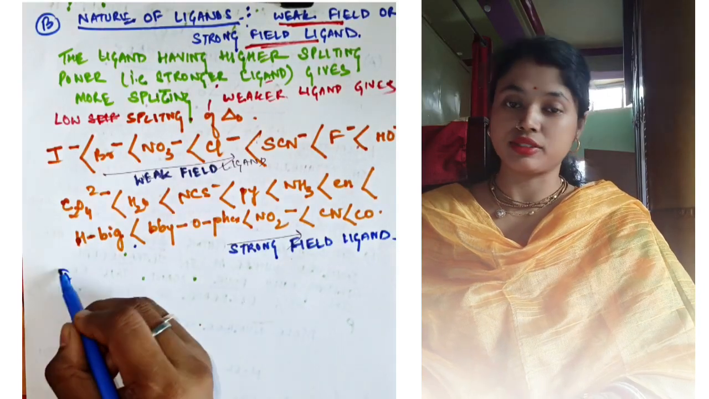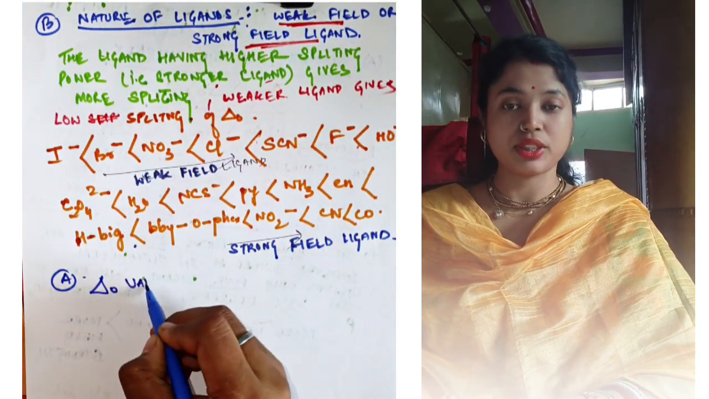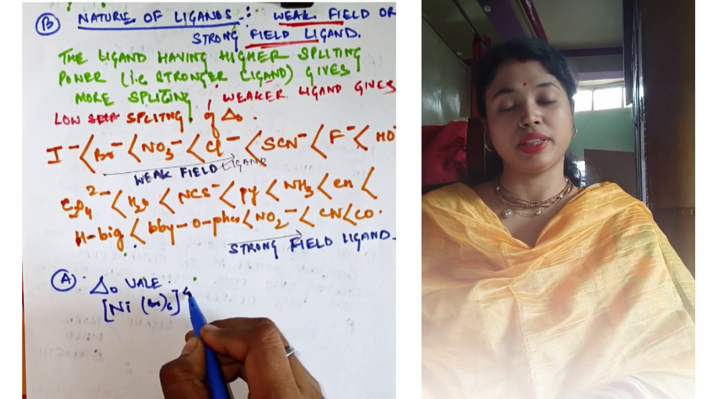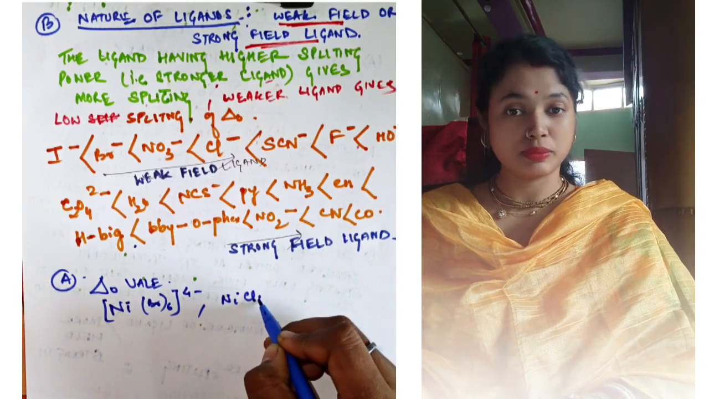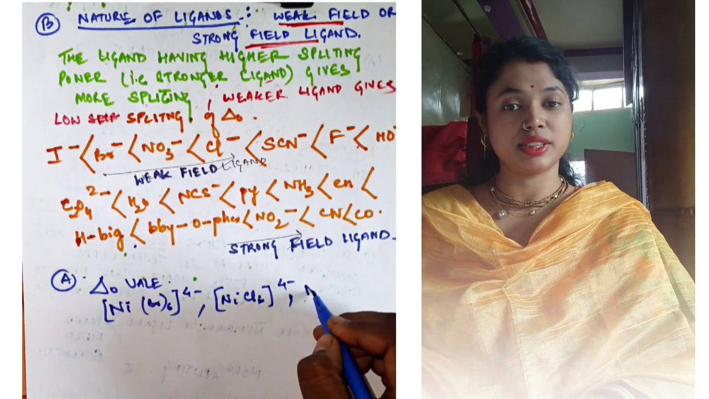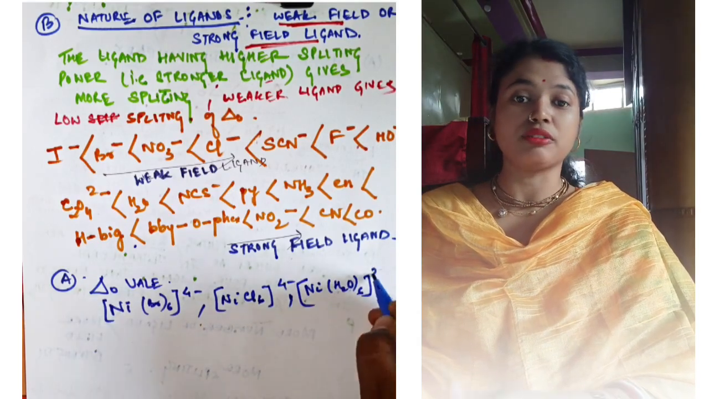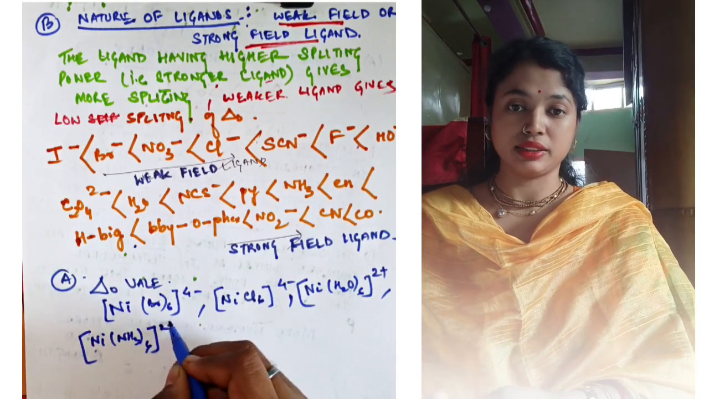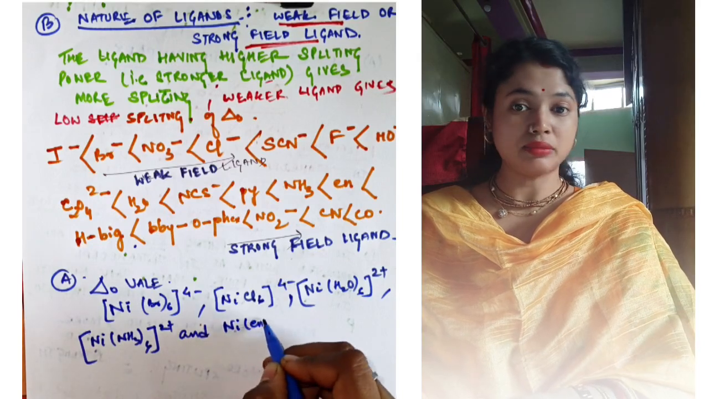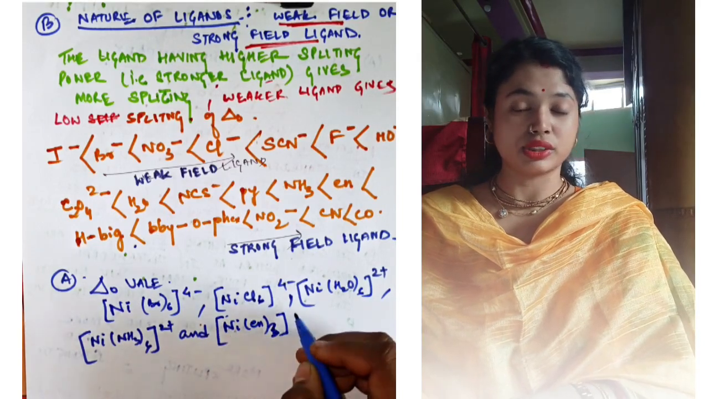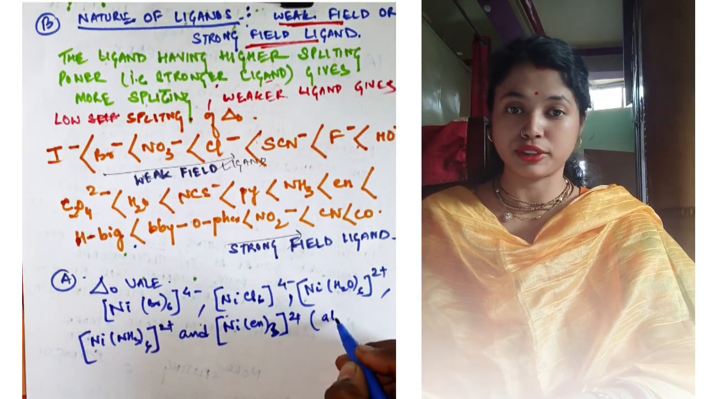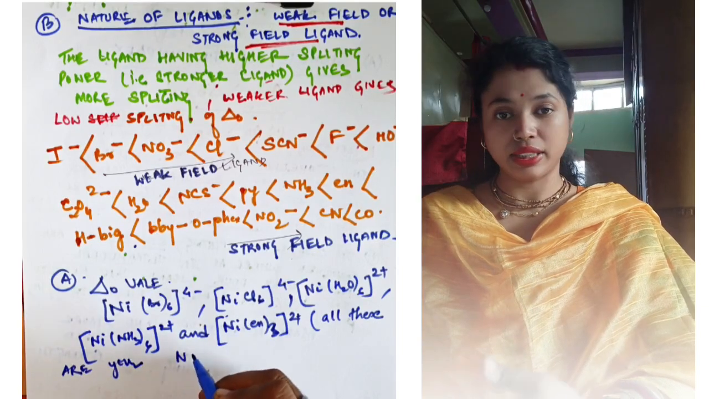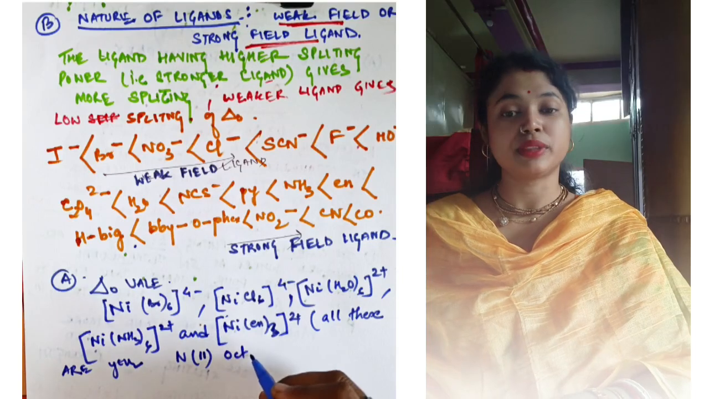Okay, so I will give you an example. There is an example of delta naught value, that means crystal field splitting energy, of NiBr6 4-, NiCl6 4-, Ni(H2O)6 2+, Ni(NH3)6, and Ni(en)3, again 2+. These are strong field ligands. All these are nickel 2+ octahedral complexes.